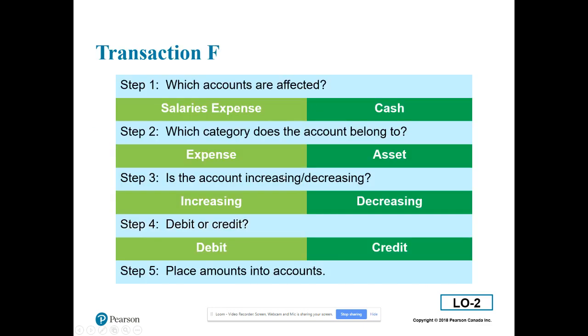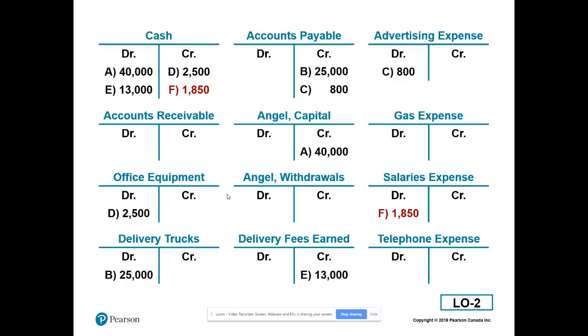Next, I paid salaries with cash. Paid my salaries. My cash is going down, so that's going to be a credit. My salaries is going up. That's going to be a debit. Salaries expense. Think about expenses. Almost always with expenses, they're debits. Put that entry into the T accounts. So you can see my cash account's starting to get a little bit full here.